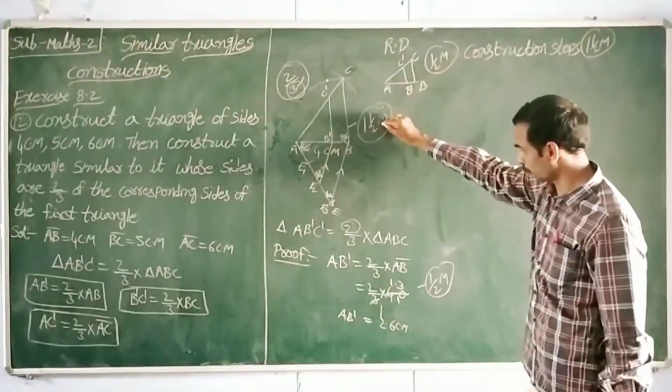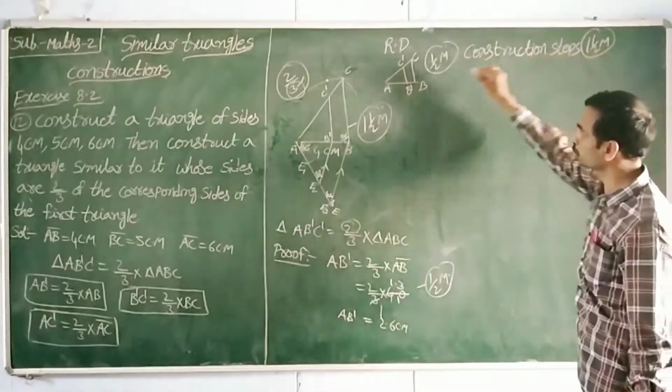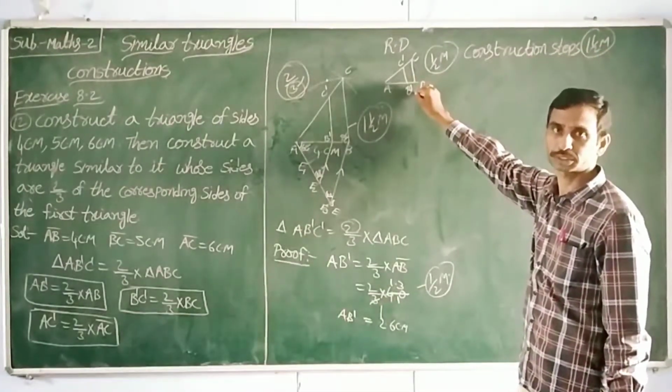Half plus 1.5 is 2 marks, half plus 1.5 is 2, 2 plus 2 is 4 marks. Total 4 marks.